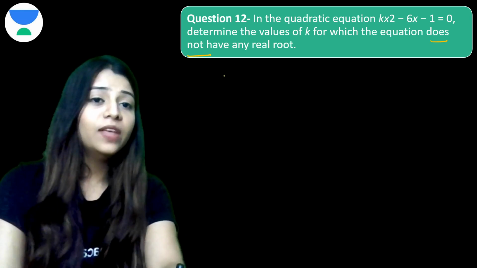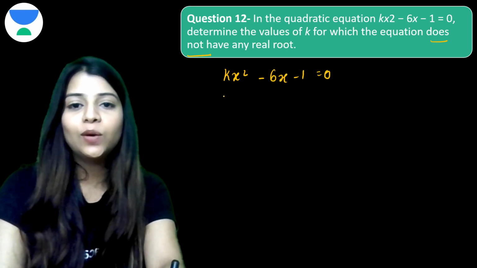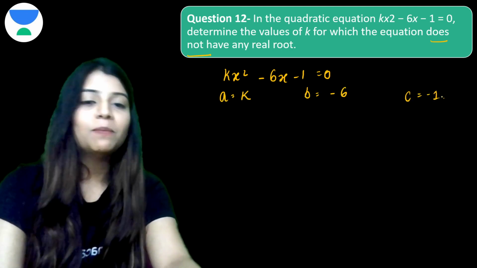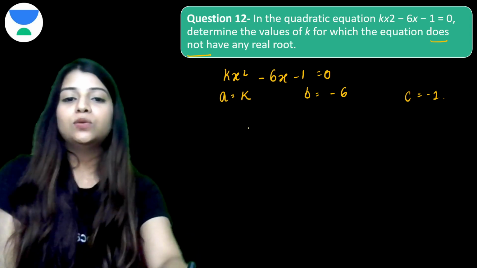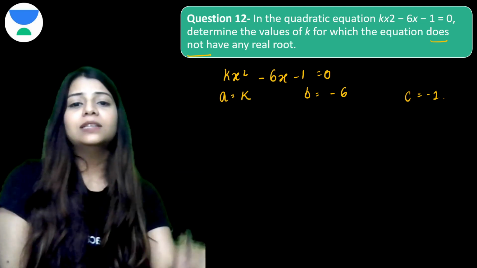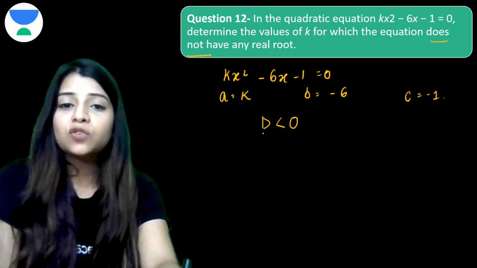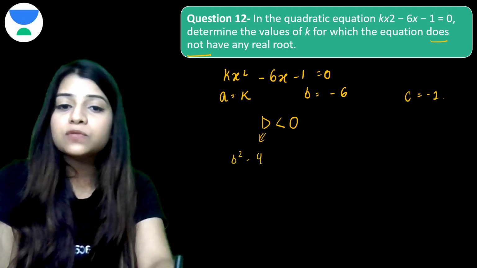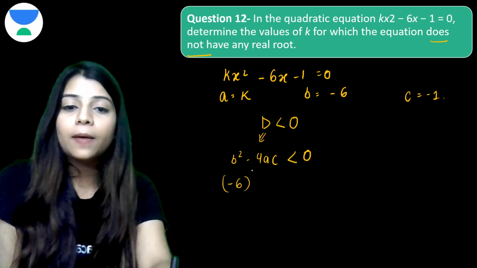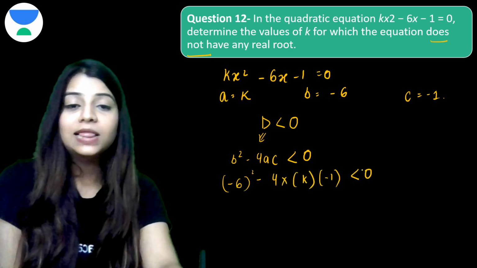See how the equation is kx square minus 6x minus 1 is equals to 0. Here I know my a will be equals to k, b will be equals to minus 6, and c will be equal to minus 1. All right, so what I'm going to do now, I know that if my equation has no real root, the discriminant, that is D, is less than 0. Discriminant, I can find it out as b square minus 4ac, and this is less than 0. Right, so b square here is minus 6 square minus 4 into a, that is k, into c, that is minus 1, is less than 0.